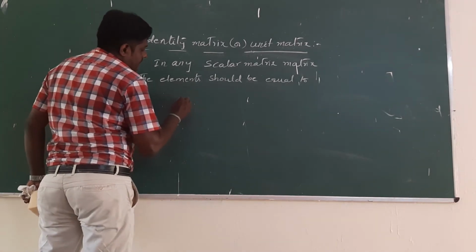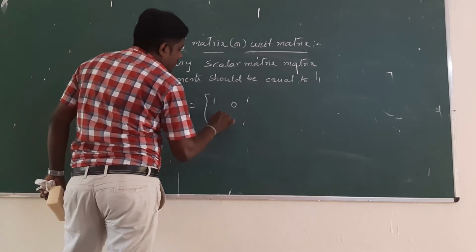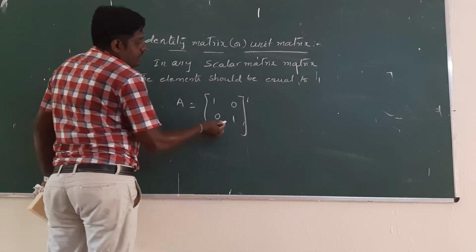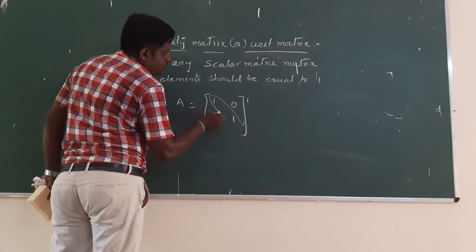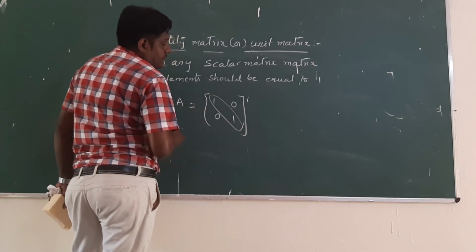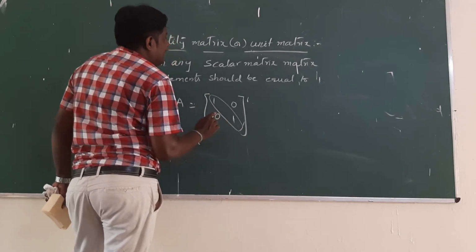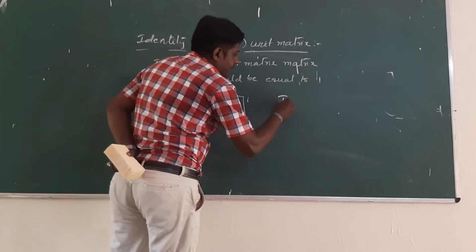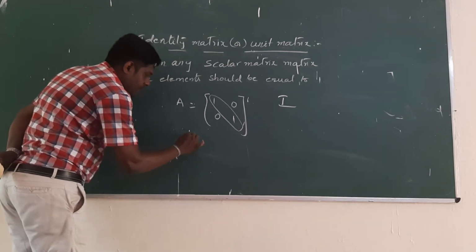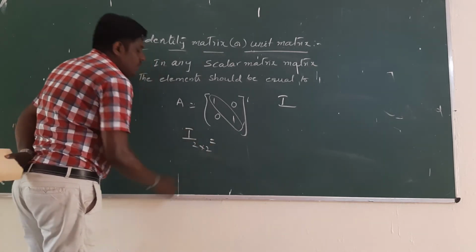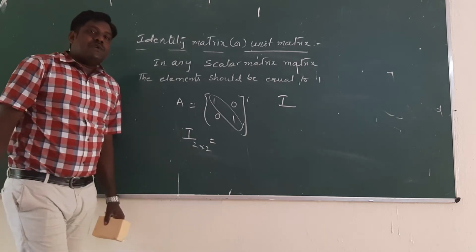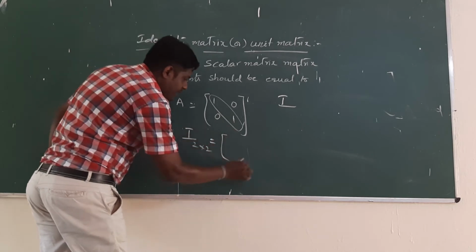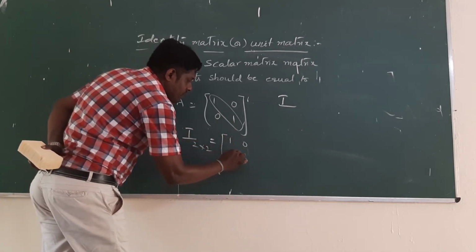See, matrix A is equal to [1 0; 0 1]. It is called a scalar matrix. And in a scalar matrix, if the diagonal elements are equal to 1, then that matrix is called an identity matrix. Generally, the identity matrix is denoted with a capital I. I 2 by 2 is read as the 2 by 2 identity matrix. The 2 by 2 identity matrix is nothing but [1 0; 0 1].